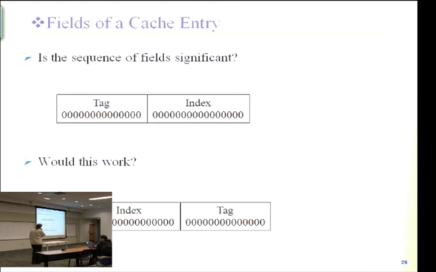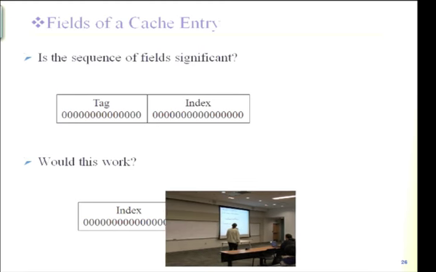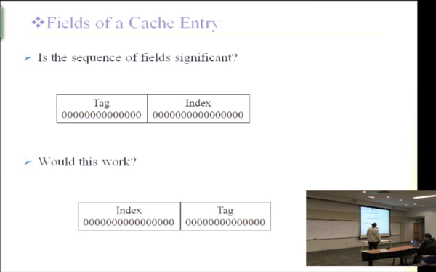Okay, so if you remember when we labeled this, we said the index goes here and the tag goes here in our address reading. Can we do it the other way around?